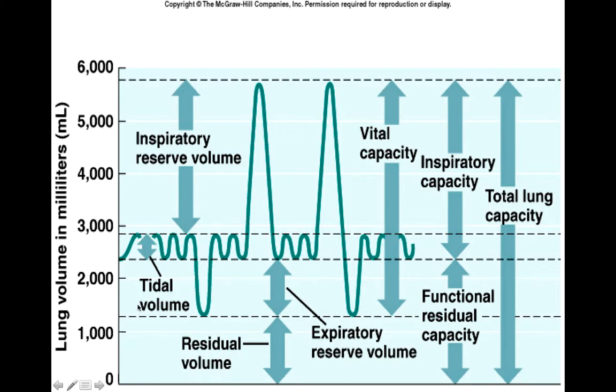So this chart is a good visual representation of what we just talked about. Here's the tidal volume, right around 500 milliliters. Then you've got this inspiratory reserve volume, which is from here to here. It's how much more air you can force into the lungs. Expiratory reserve volume is, after a normal tidal volume exhalation, how much more air you can force out. And then residual volume is what stays in there.